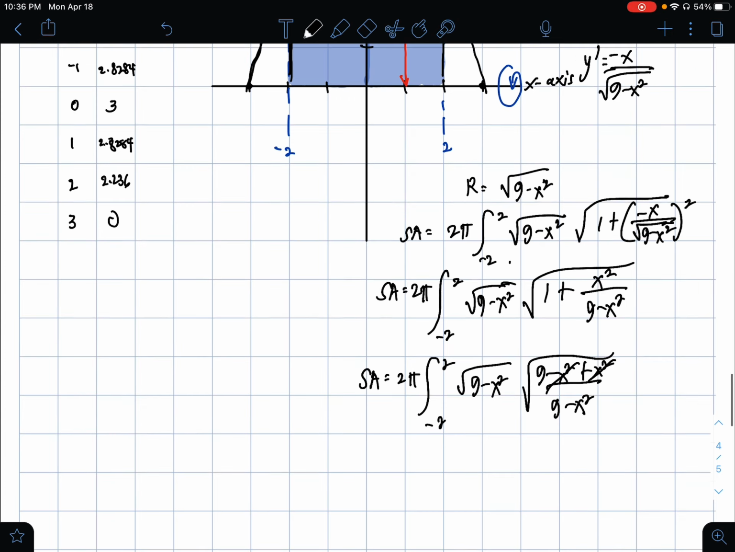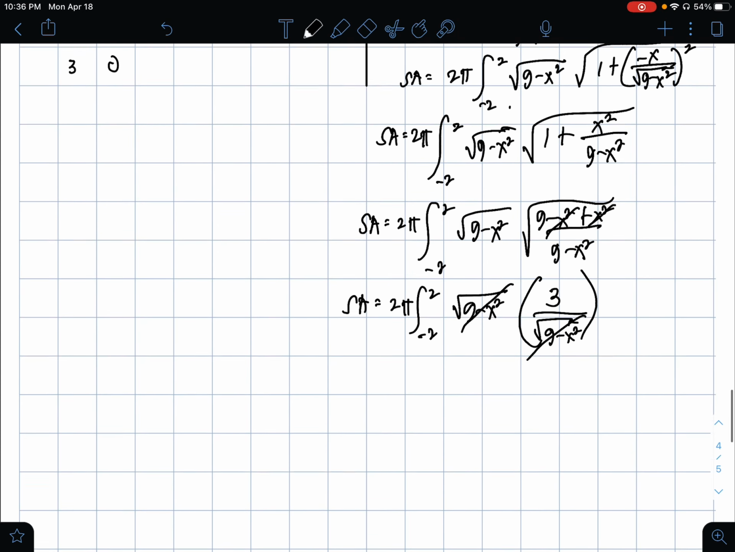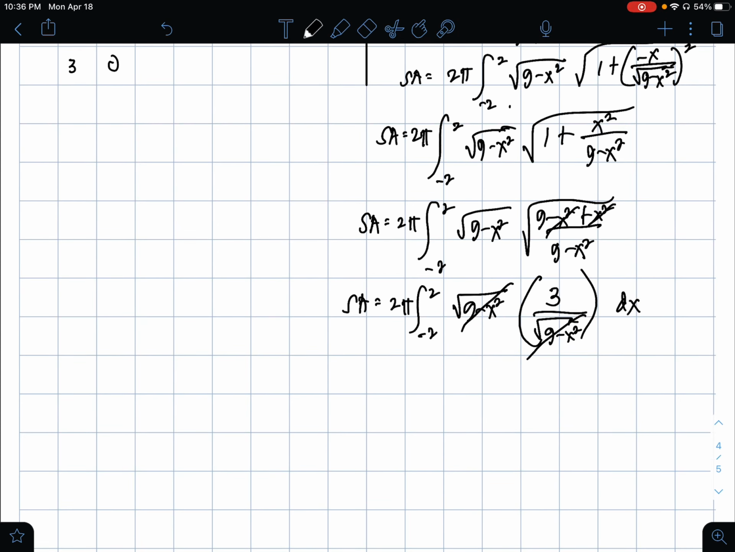So what remains is 2 pi, the square root of 9 minus x squared, then the square root of 9 over 9 minus x squared. The square root of 9 is just equivalent to 3. So it becomes 3 over the square root of 9 minus x squared. Okay, so you can see it cancels. Therefore, oops, we forgot dx.